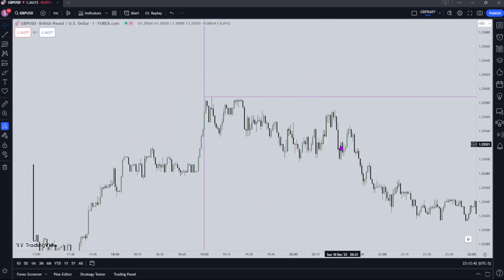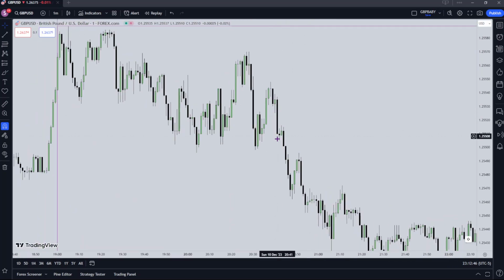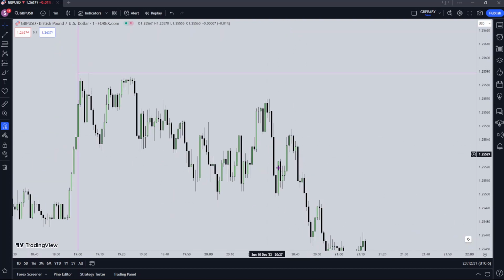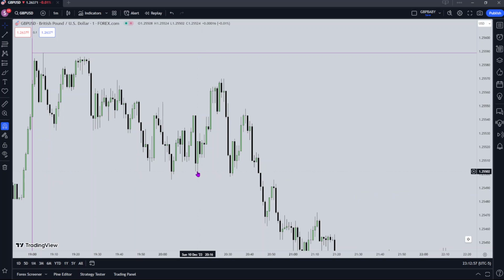And we're also going to analyze the displacement. We don't have proper displacement until here when we start fully breaking down. So I'm going to start analyzing here, because all of this is just pretty much consolidation, a lot of back and forth price action. But we have a nice break in market structure here, we have a run on stops, so let's just get straight into it.